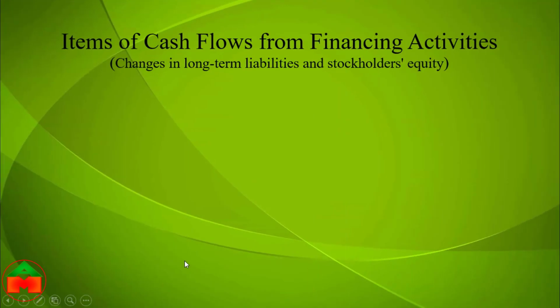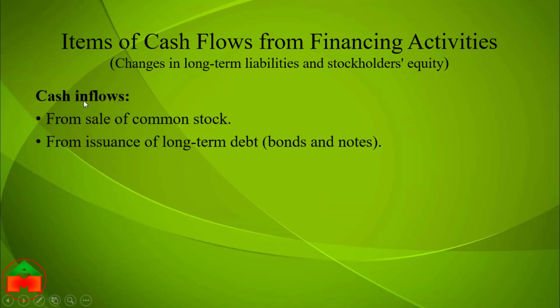Now we are going to introduce the items of cash flows from financing activities. To calculate cash flows from financing activities, we get information from long-term liabilities related items like long-term bonds, long-term notes payable, as well as from stockholders' equity. The examples of cash inflows under financing activities are from sale of stock, that means if we sell or issue common stock, and from issuance of long-term debt, that means if we issue long-term debentures, long-term bonds, or long-term notes payable.